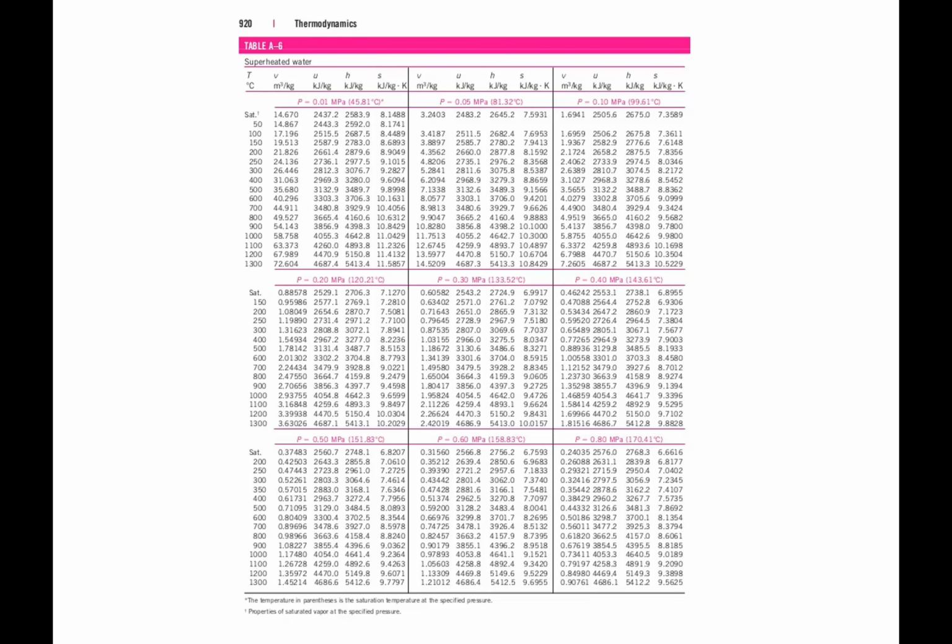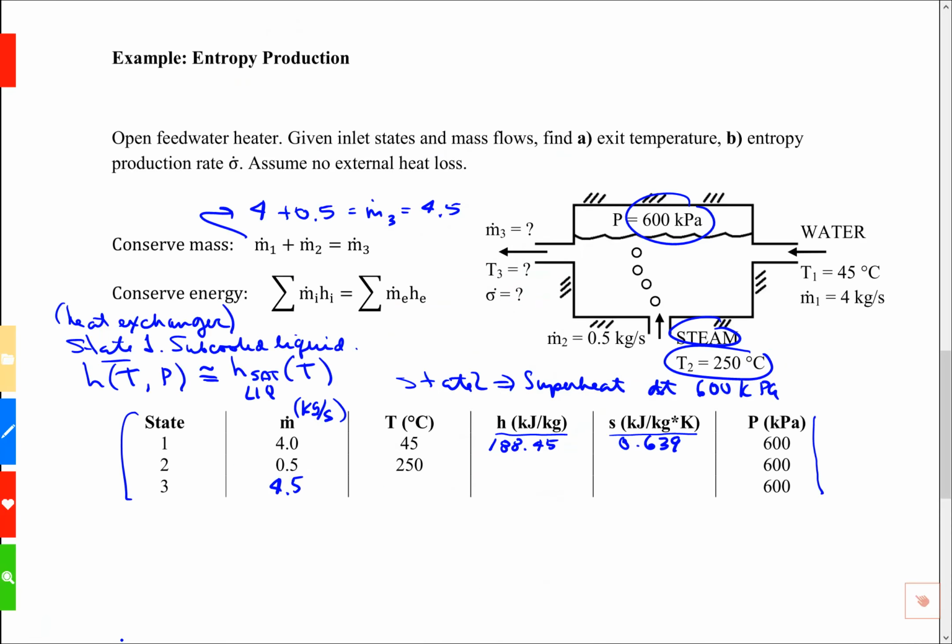Here's a superheated water table, and these are in blocks, and the 600 kPa block is listed here as 0.6 megapascals. It's the same as 600 kPa, and the temperature we need is 250 C. Here's the temperature column in C. So there's 250. We want to come across and look for H and S. Where these columns coincide, there's the H value of 2957.6, and there's the S value of 7.1833. Let's transfer those back to my little table here.